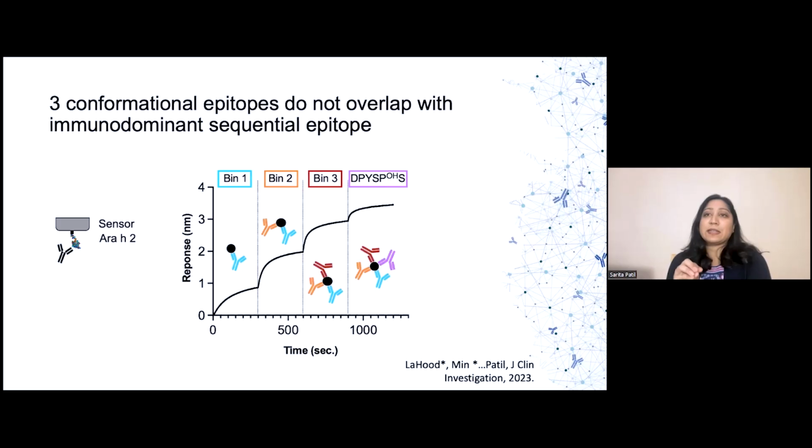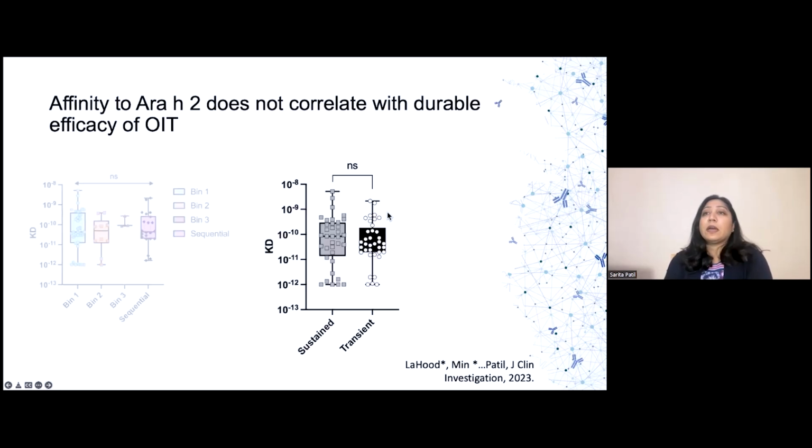So when we took this sensor that was attached to biotinylated ARH2, we could dip it serially into wells that contained antibodies that can bind to each separate bin, and found that indeed we could load 4 different monoclonal antibodies at the same time. So we can see deflections when we can bind bin 1, 2, 3, and then separately that loop region of ARH2.